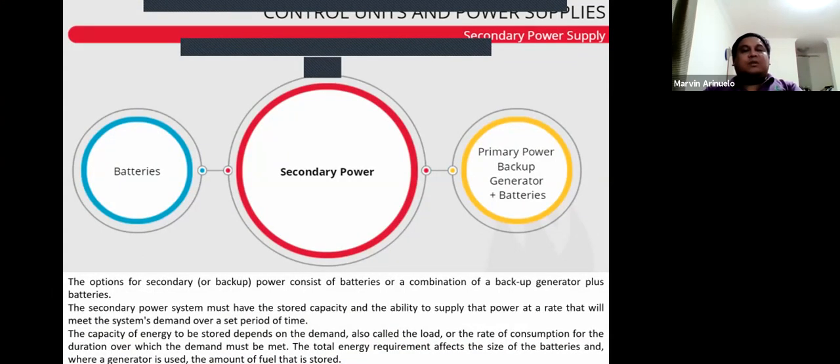The option for secondary or backup power consists of a battery or a combination of, as we discussed earlier, a backup generator and battery. The secondary power must have stored capacity, the ability to supply power that will meet the system demand over a set period of time. The capacity of energy to be stored depends on the demand, also called the load, or the rate of consumption, for the duration over which the demand must be met. The total energy requirement affects the size of the battery. Of course, the more load there is, expect a bigger battery. And where a generator is used, the amount of fuel that is stored.